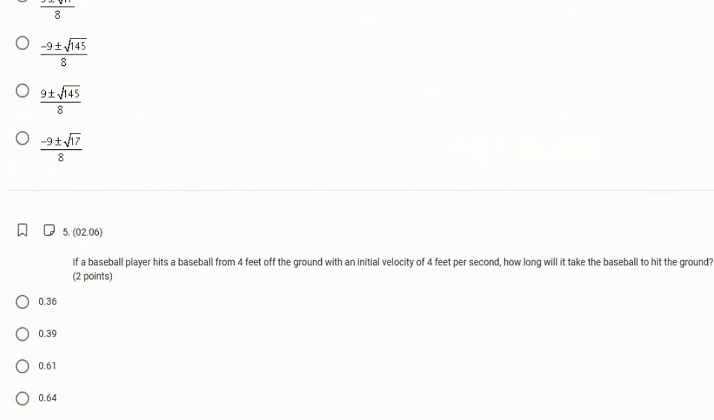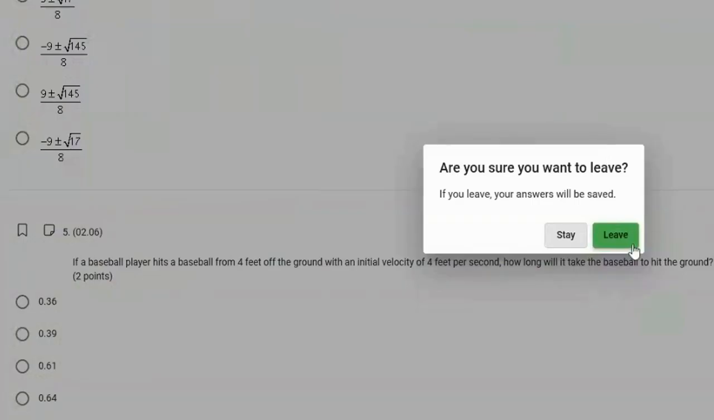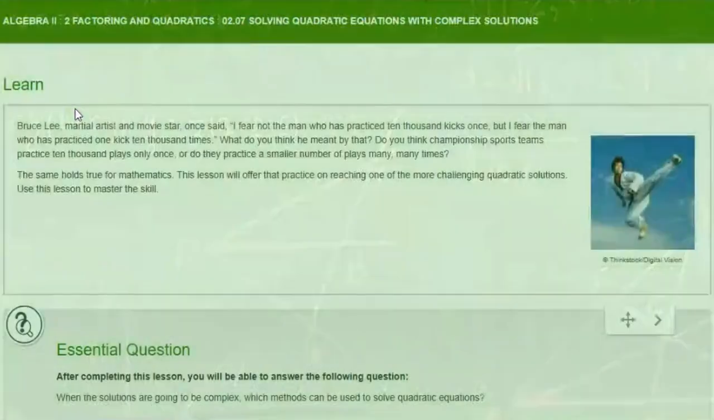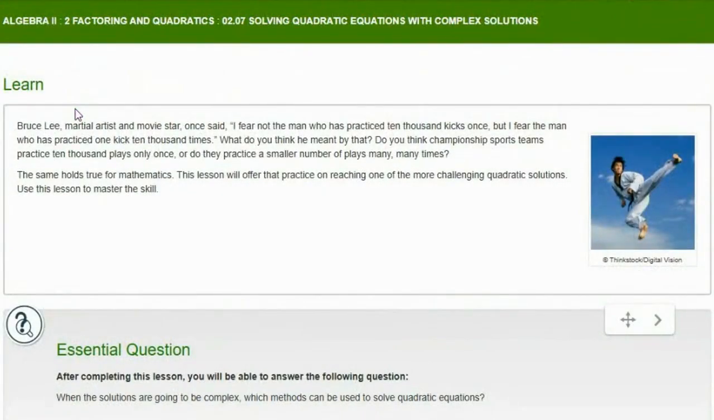All right, let's look at 3.07. Solving quadratic equations with complex solutions. This is not going to be much different than what we just looked at. In fact, it's only 4 pages, including practice problems.